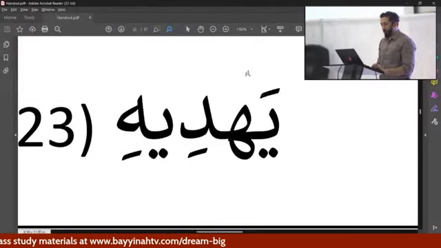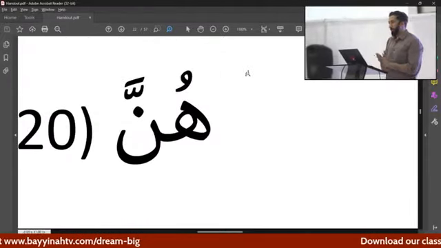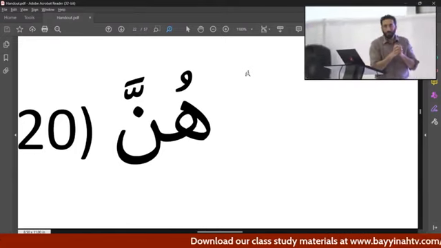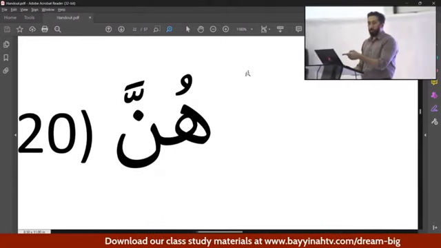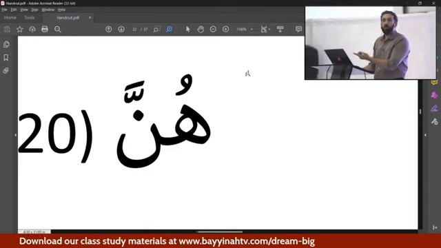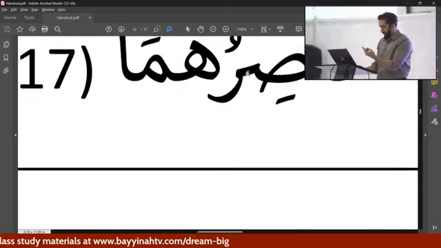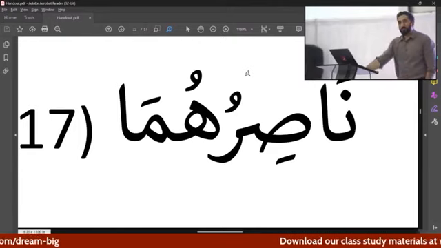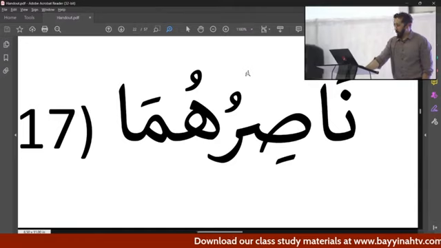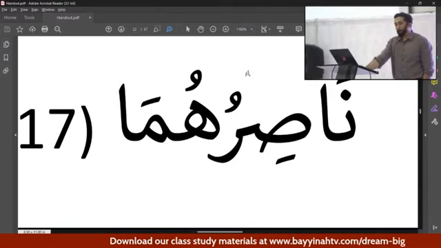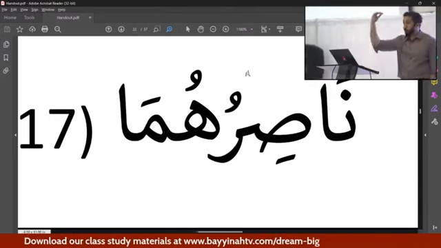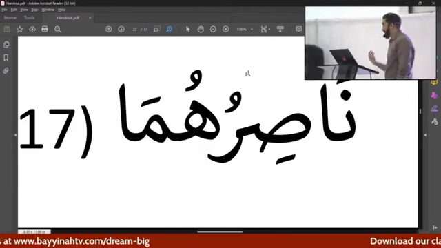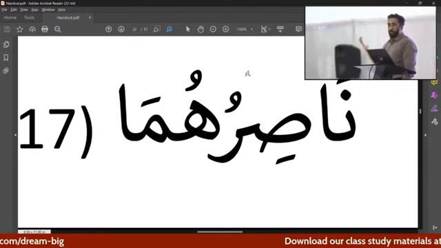Nope, they're not. As you shall soon see. Hunna. What does it mean? Let's finish this practice. Them ladies. Rafa, Nasab, or Jar? Why? Independent. Nasiruhuma. Attached. Could be Nasab or Jar. What does it mean? Well, first questions first. Where does it come from? What does it mean? What is the status? What's the first question? So what's the answer? Where does it come from?